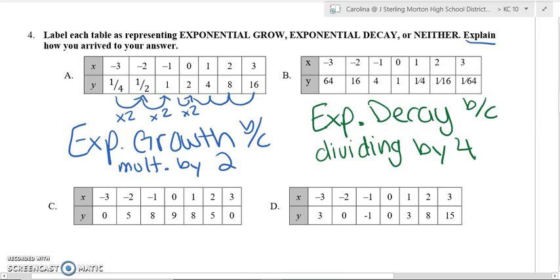64 divided by 4 is 16. 16 divided by 4 is 4. 4 divided by 4 is 1. 1 divided by 4 is 1/4.